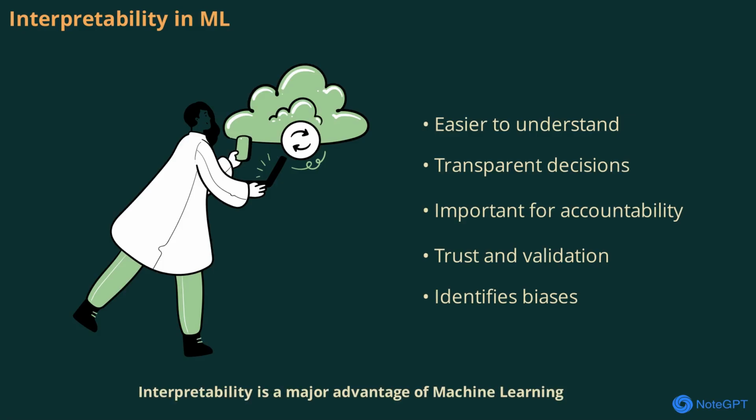Interpretability is a major advantage of machine learning. ML models are generally easier to understand and explain, making it possible to trace how decisions are made. This transparency is important in fields like finance, healthcare, and law, where accountability is crucial. By understanding the logic behind predictions, users can trust and validate the results. Interpretability also helps identify potential biases and errors, improving the reliability of ML systems.